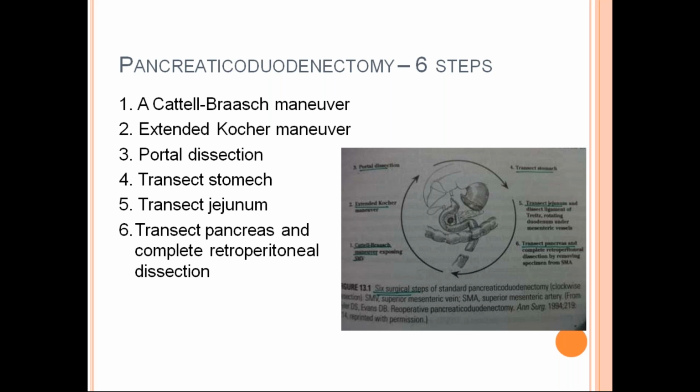Okay, extended Kocher maneuver is done. Later the portal dissection will be done, and 3 steps are most important. That is, transect the stomach here first. Okay, later transect the jejunum. Okay, and transect the pancreas and complete this one, retroperitoneal dissection.